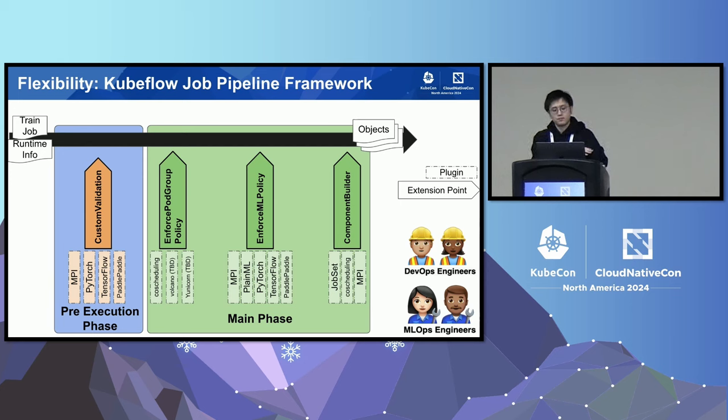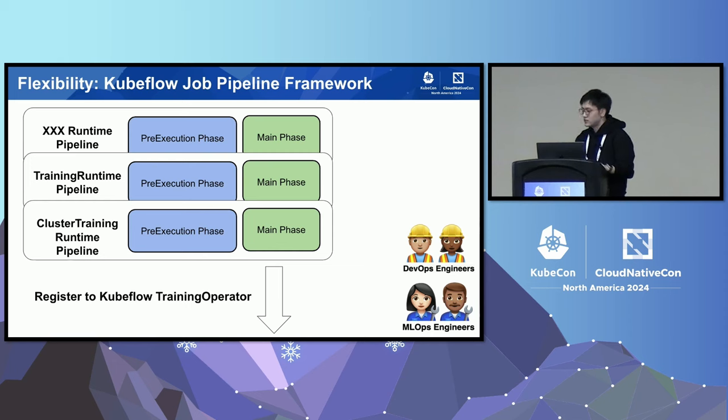The left side block, the pre-execution phase, will be executed before the training operator builds actual jobs. As an example, the custom validation extension points are executed as a validating admission webhook. The right side block, the main phase, will be executed to build actual jobs. And each extension point is executed step by step from left side to right side. And this can be extensible, which means anyone can extend this framework and add arbitrary plugins to each extension point. For example, you can implement company-specific parameter injection logic as a plugin.